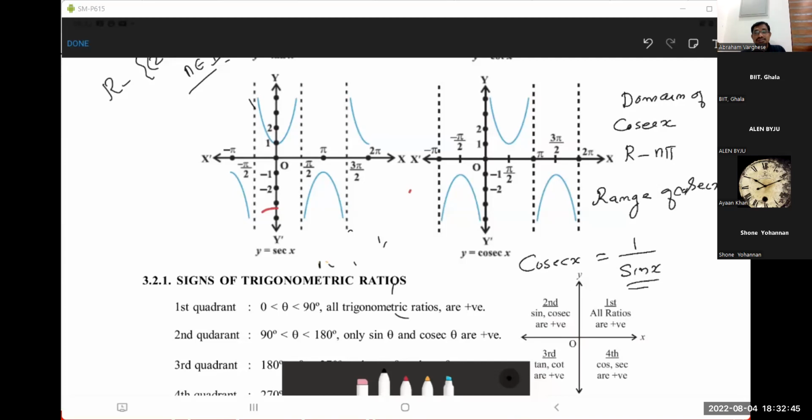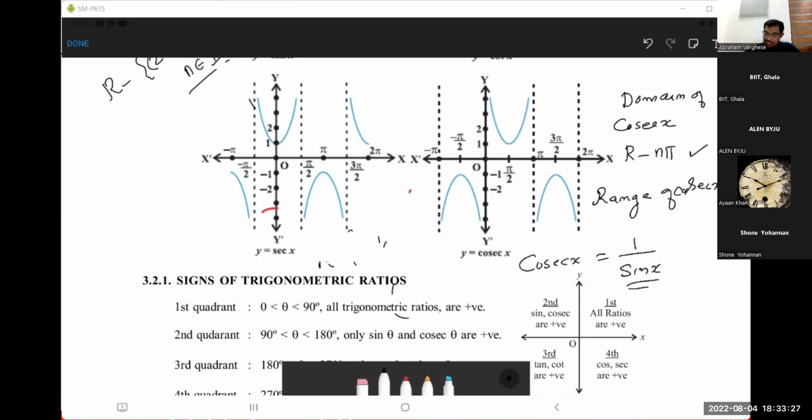Study like this only. Don't memorize by heart. So whenever I ask you for the domain of cosecant x, how do you think? Cosecant x is equal to 1 over sin x. So sin x is in the denominator. When the denominator becomes 0, it will not be defined. Now think, when is it not defined? When sin x is equal to 0, at pi, 2 pi, 3 pi, 4 pi, etc. Therefore, the domain will be R minus n pi.